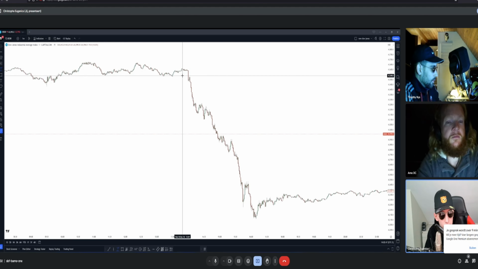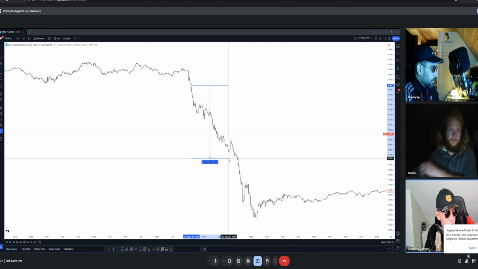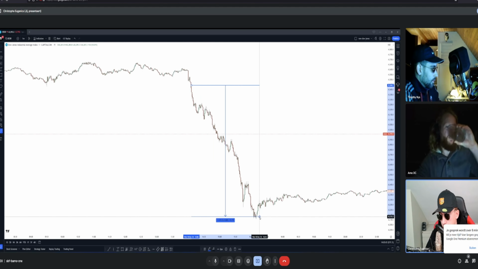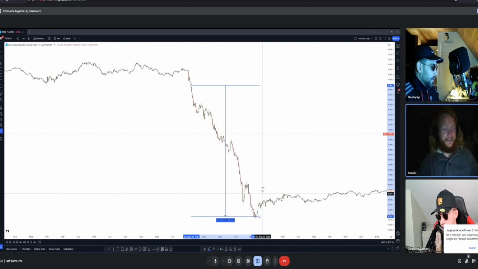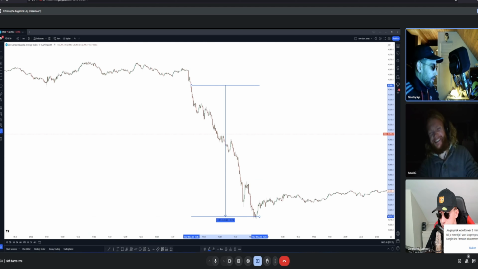Maybe you could have caught it right here on the breakout, or right here on the low of that one, and you go in, and let's see how many pips that is. That's a good amount. That right there gave us 1,300 pips.